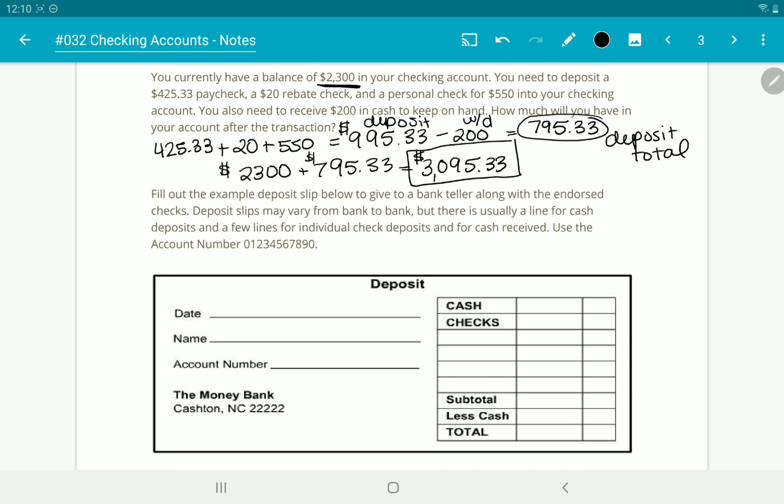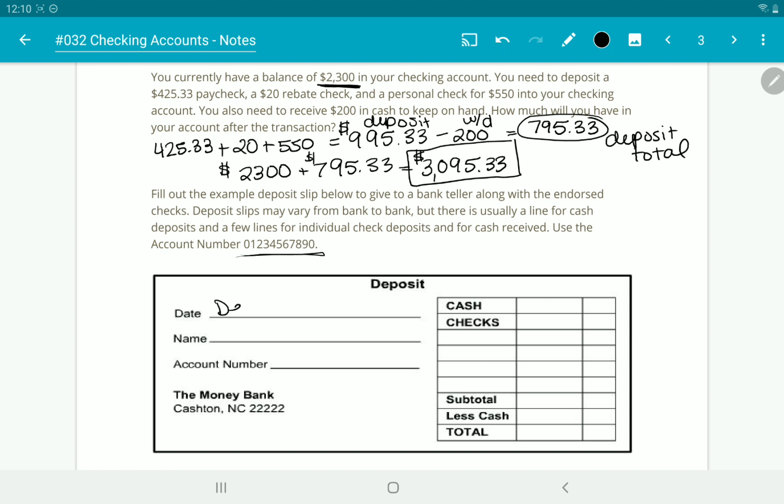So now we're going to fill out the example deposit slip. Okay, so this is again a piece of paper that you're going to fill out to give to the bank teller, along with the endorsed checks that you've got and any cash you've got. Deposit slips can be different from bank to bank, but usually there's going to be a line for cash, and then multiple lines for individual checks that you're going to put into the account. And then there's going to be a line for cash received or what you're trying to withdraw. So here I went ahead and gave you an account number, so let's go and fill this out.